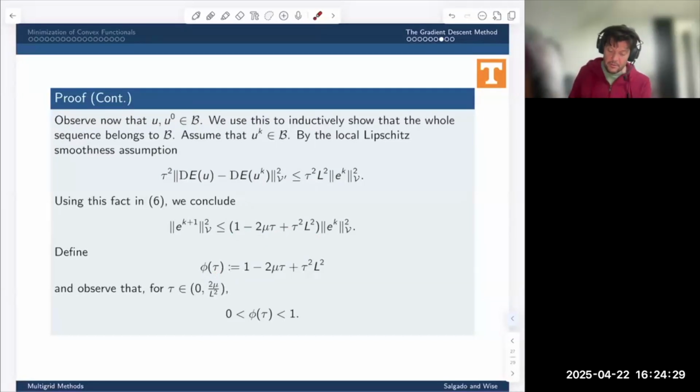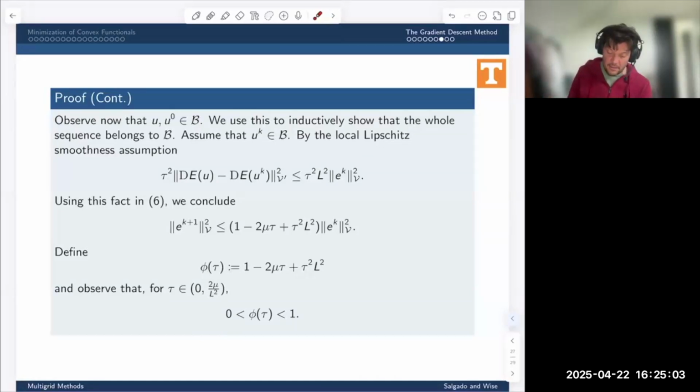Now, the important thing to observe is that, and you can discover this by any means that you like. First of all, this is a parabola that opens upward in tau. So it has this shape. And so basically, I'm going to use just a basic analysis to show that if tau is in this range, then this parabolic shape stays between 0 and 1. Okay, so I'll leave that to you to discover.